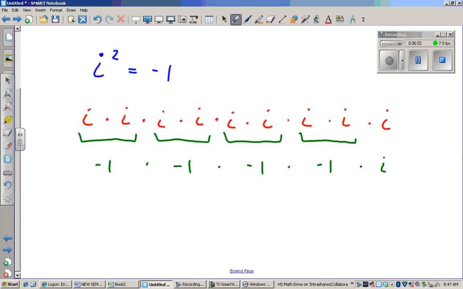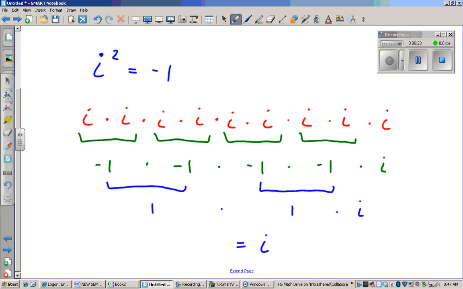Well, what's negative 1 times negative 1? Negative 1 times negative 1 is 1. And negative 1 times negative 1 is 1. I got 1 times i, which is just equal to i. Now, that would be the long way to do it.